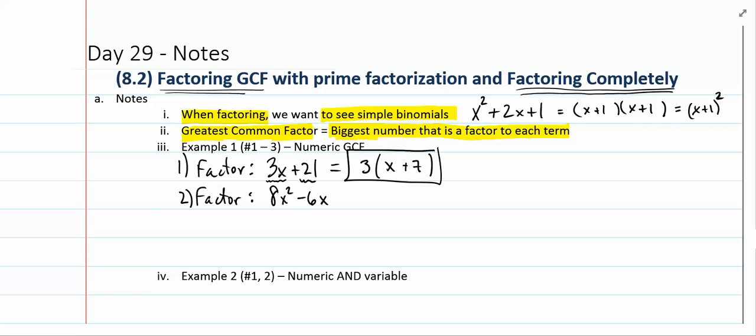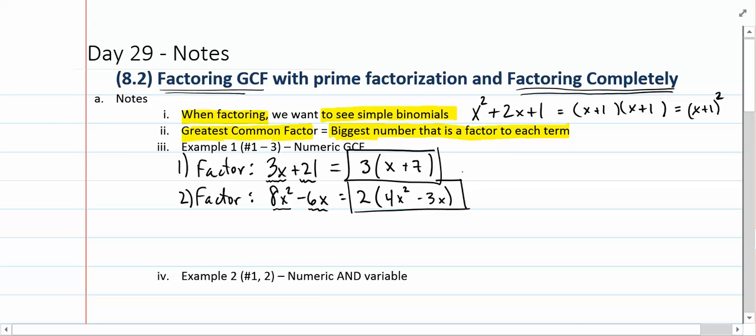Here's another example. If we have to factor the binomial 8x squared minus 6x, we might recognize that 2 is the largest number that divides both 8 and 6. So 2 is the largest factor for these two terms. When I factor a 2 from 8, that leaves me with a 4, and we'll leave this as x squared for right now. And if I factor a 2 from negative 6, that leaves me with a negative 3 and the x. So when numerically factored, we're left with 2 times the quantity of 4x squared minus 3x.